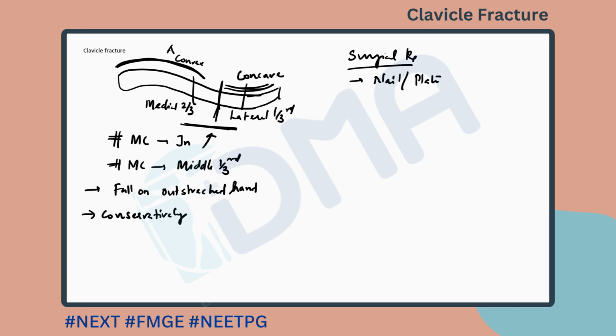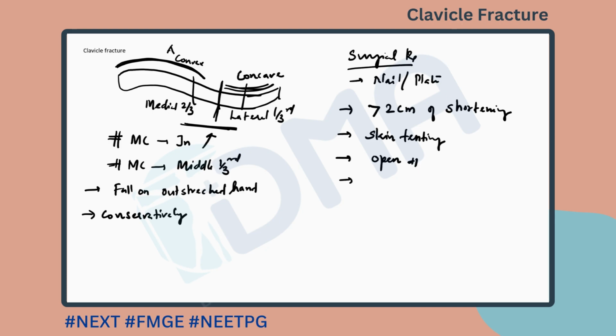So you treat the clavicle fracture surgically by using either nail or plate, but in certain specific conditions. Whenever the clavicle fracture causes more than 2 centimeters of shortening, you treat it surgically. Or if there is a skin tenting caused by the fractured ends, you treat surgically. If there is an open fracture, you treat it surgically.